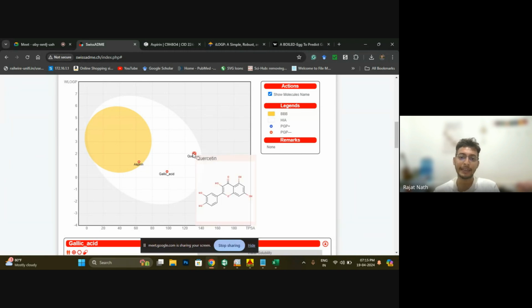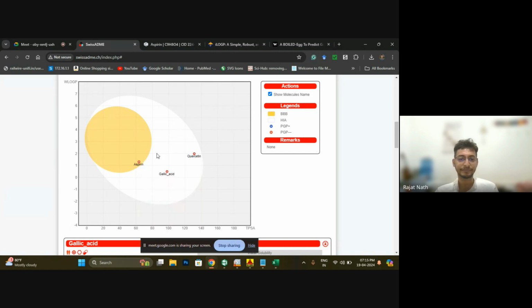negative. As our compound is not permeable to the blood-brain barrier, I don't have to check whether this compound is PGP positive or negative, because if this compound is not going through the blood-brain barrier, then what is the meaning of seeing whether it will be effluxed out or not? It is not a matter of concern because it is not permeating the blood-brain barrier.